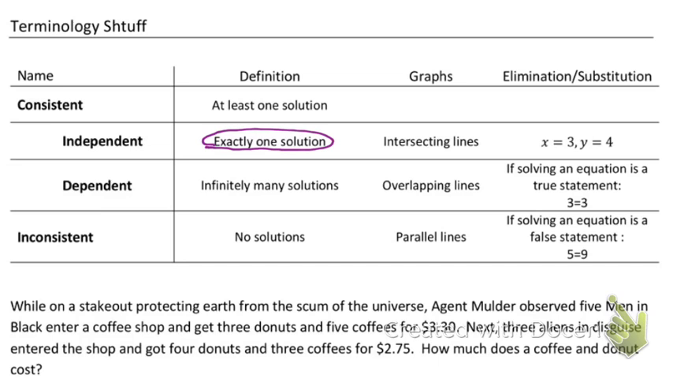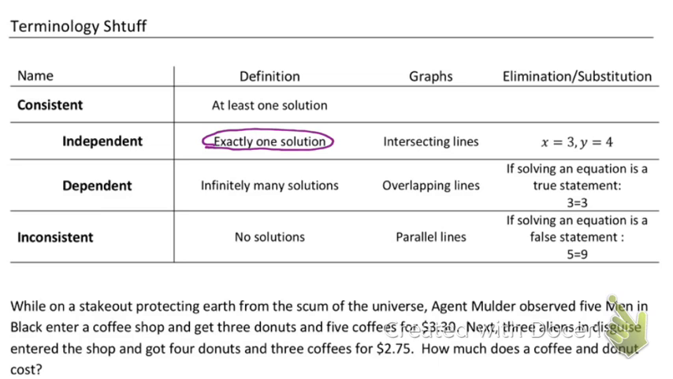The last thing we're talking about is inconsistent. That just means there's no solutions. Graphs of those would be two parallel lines that don't touch. You're going to know it if you're using substitution or elimination and the variables drop out and you end up with a false statement, such as 5 equals 9. Questions on that? So your big ones are independent, dependent, inconsistent. Sometimes I'll ask if it's consistent or inconsistent as well. But you have to know those terms.